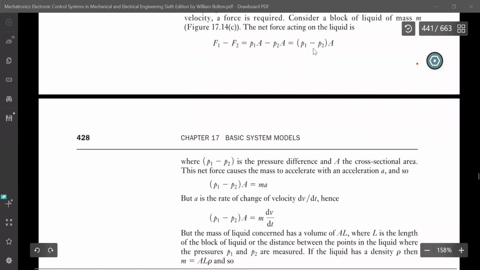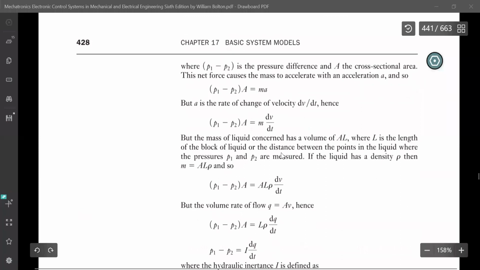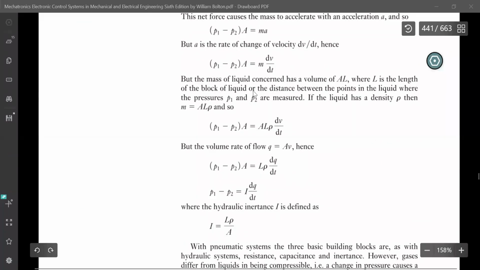You all already know that pressure into area is equal to the force applied. So we'll be using that here, where P1 minus P2 is the pressure difference and A is the cross-sectional area. This gives us the force. So P1 minus P2 into A is equal to mass into acceleration. What is acceleration? It is the rate of change of velocity. But the mass of liquid concerned has a volume of what? Area into length, where L is the length of the block of liquid, or the distance between the points in the liquid where the pressures P1 and P2 are measured.